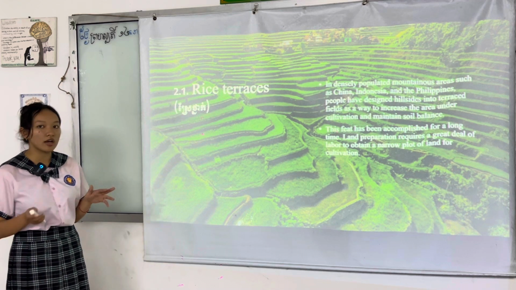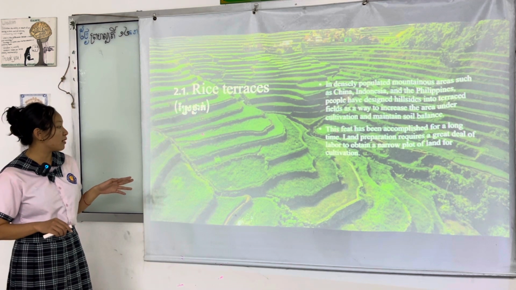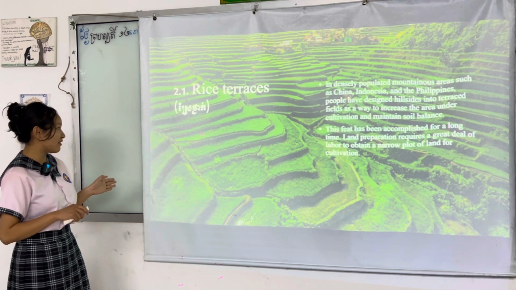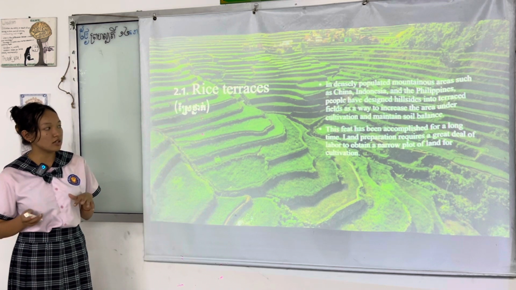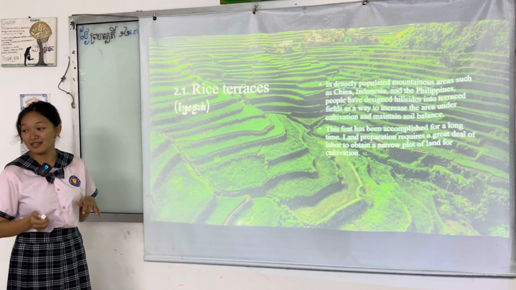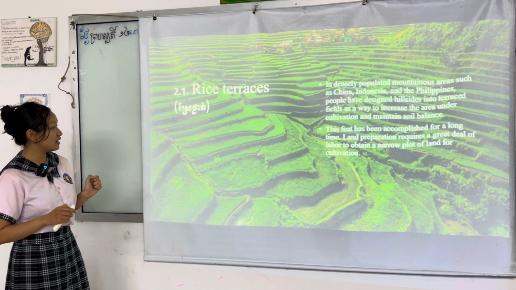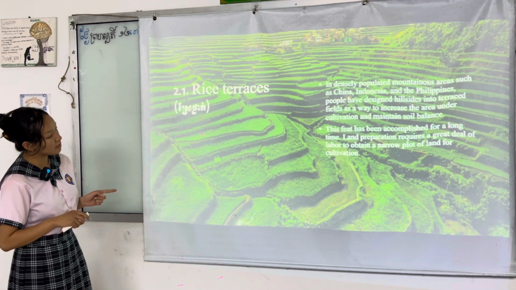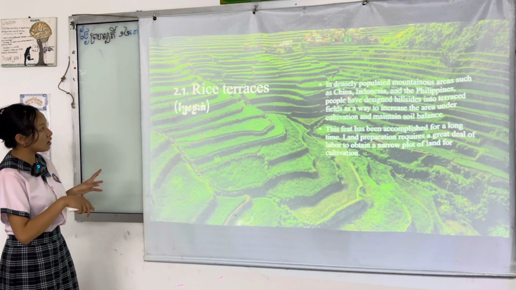So there are pros and cons to using rice terraces. The pros are you can save a lot of land, but the cons are that the labor will be very hard, by the farmers and everyone else that are farming around this area.